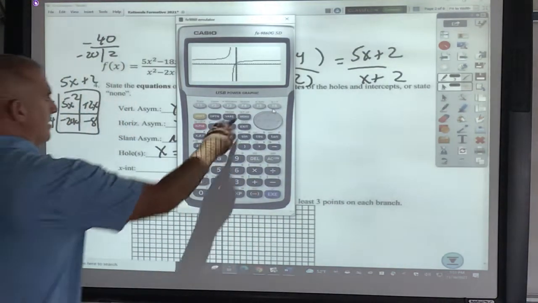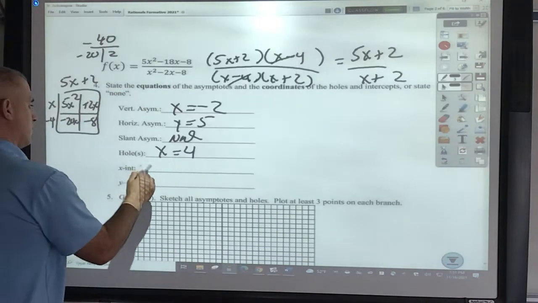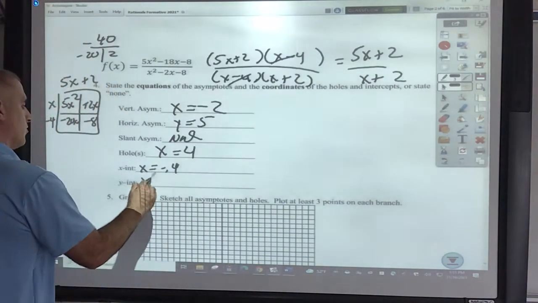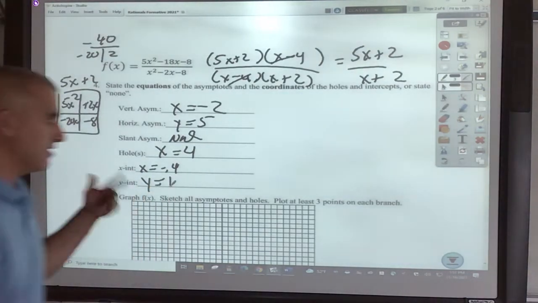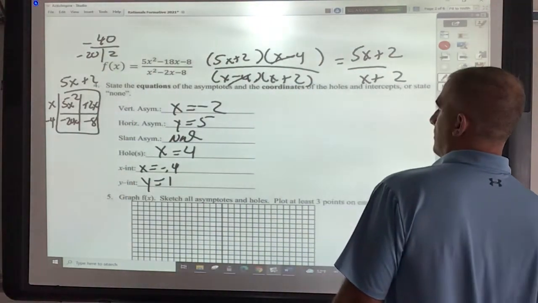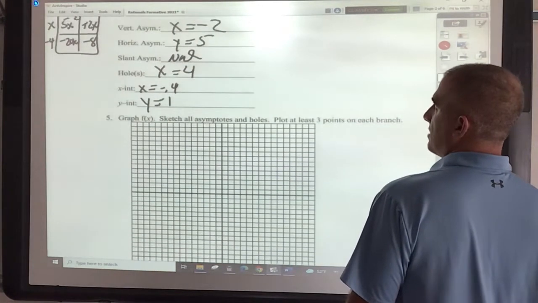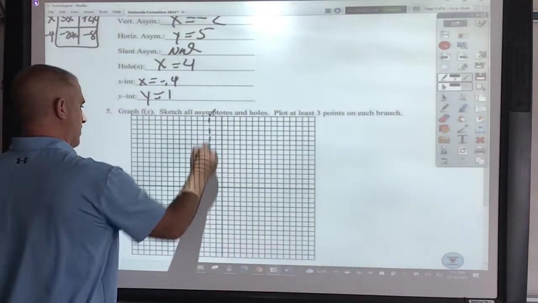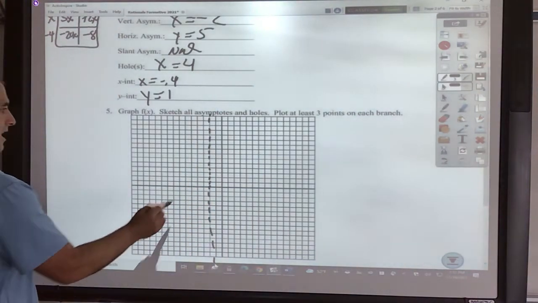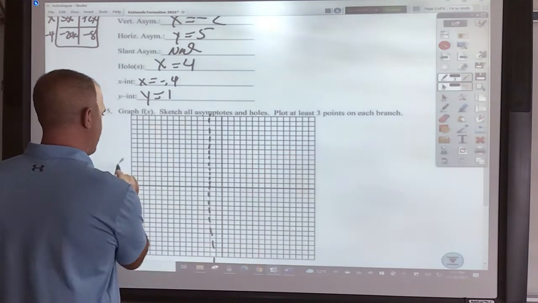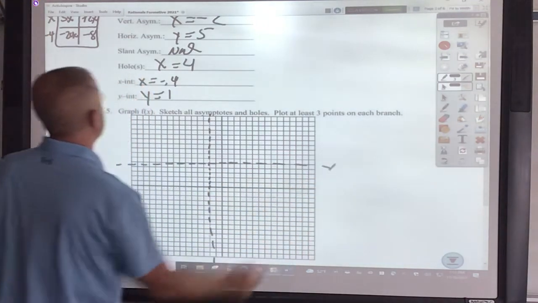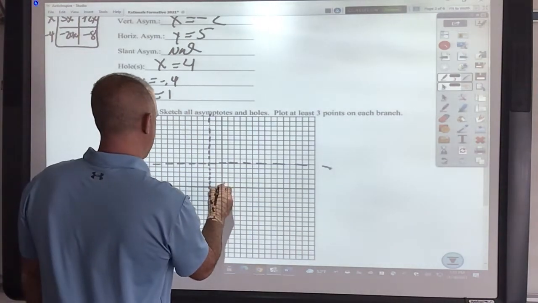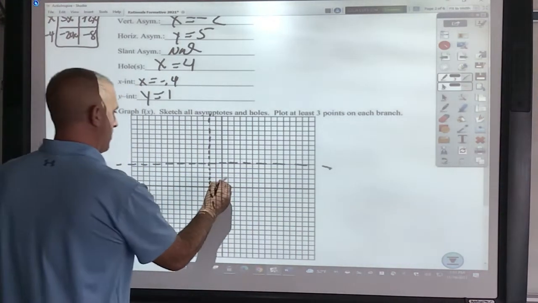I want to draw that, G-Solve root. I got x equals -0.4. G-Solve y-intercept, y equals 1. Okay, all right, and I can see the shape there. Okay, all right, so I'm gonna graph that at x is -2 is my vertical asymptote. My horizontal asymptote is 1, 2, 3, 4, and 5. I'll get to the hole in a second. My x-intercept is -0.4. My y-intercept is 1.